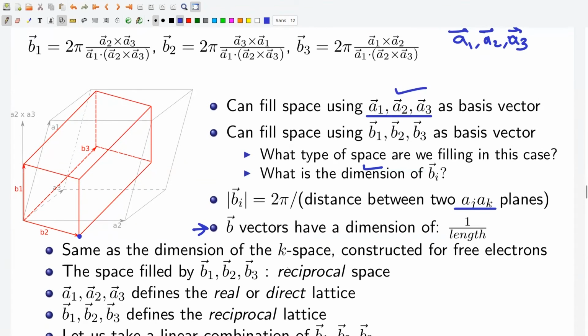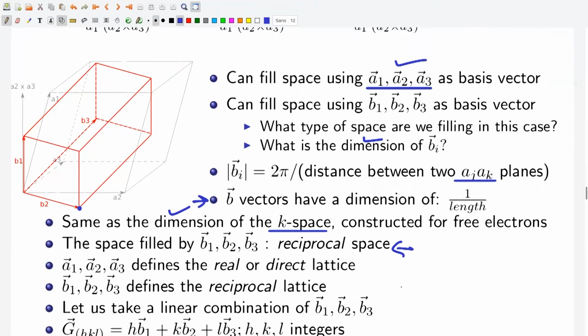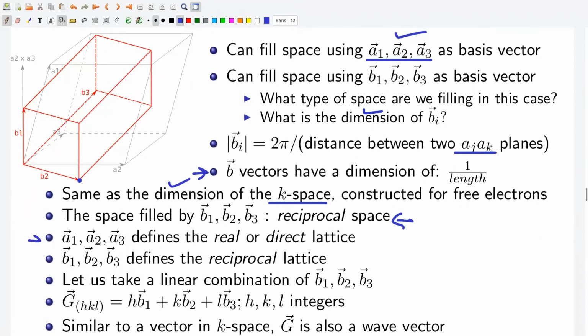Remember that when we discussed K space in the case of free electrons, the vectors in K space also had the same dimension, that is the dimension of 1 by length. So since B vectors have a dimension of inverse length, the space filled by B vectors is known as reciprocal space. We call the lattice formed by A1, A2 and A3 the real or direct lattice, and the lattice formed by B1, B2, B3 is known as the reciprocal lattice.